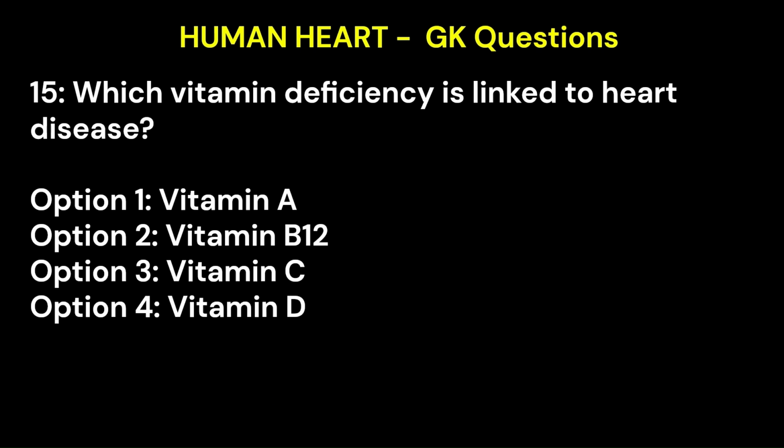Question number 15. Which vitamin deficiency is linked to heart disease? The options are: Option 1, vitamin A. Option 2, vitamin B12. Option 3, vitamin C. Option 4, vitamin D. The correct answer is vitamin D.